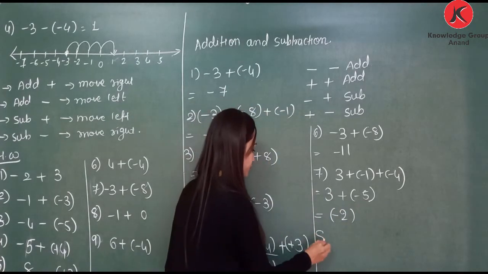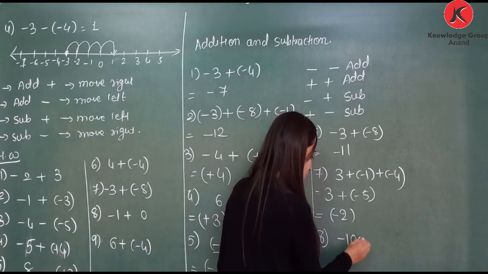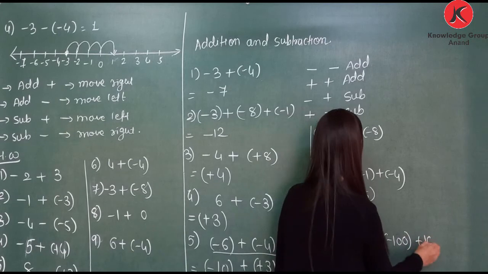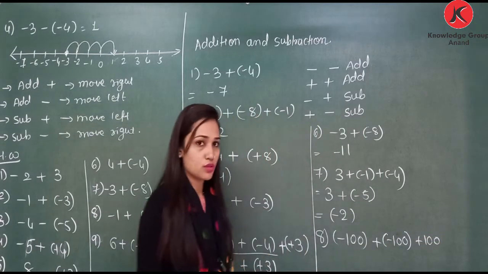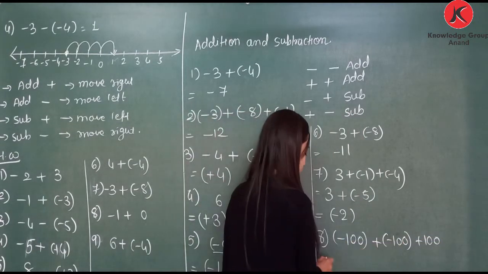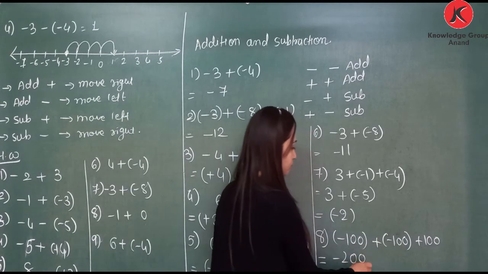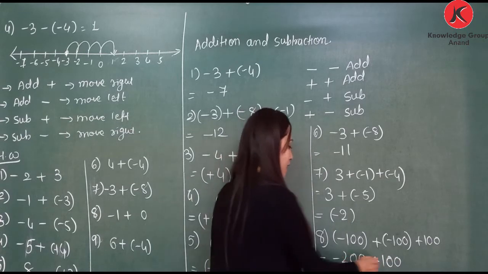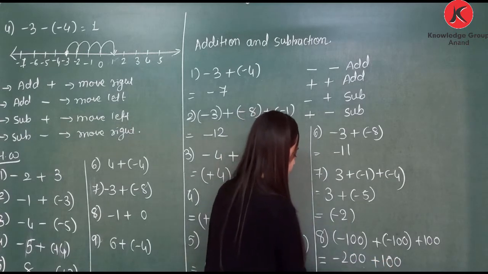One more. Minus 100 plus minus 100 plus 100. So here two numbers are with the negative sign, so it is minus 200, plus 100 that will be at the last. Now one negative, one positive, so minus 100.